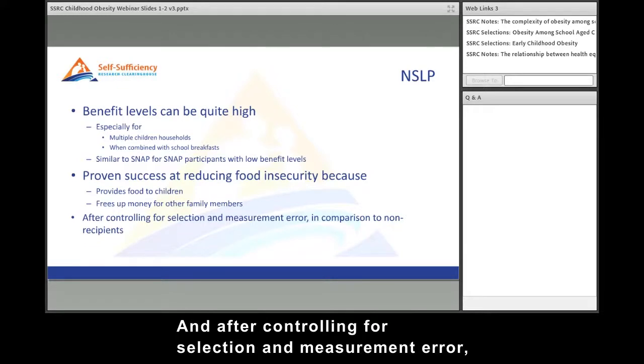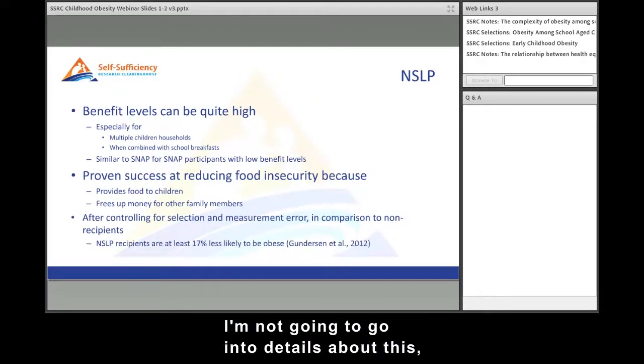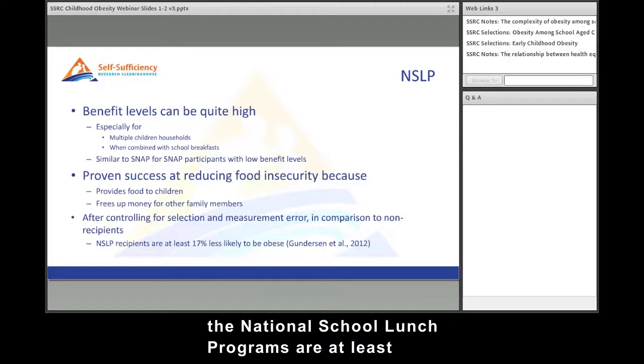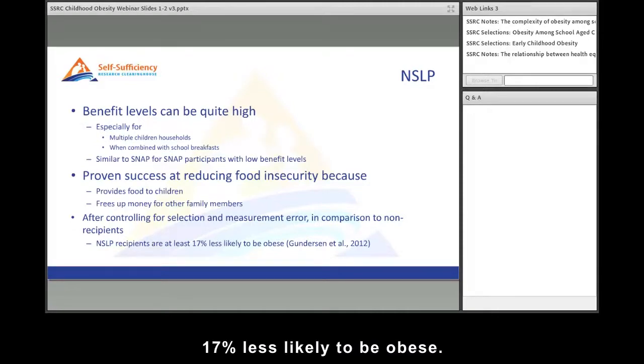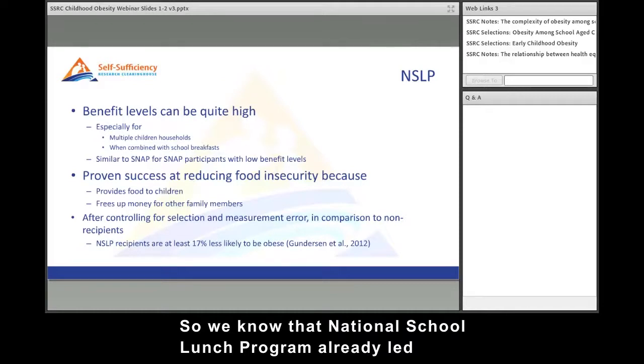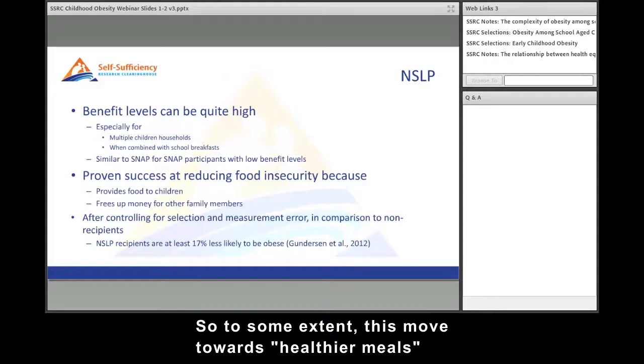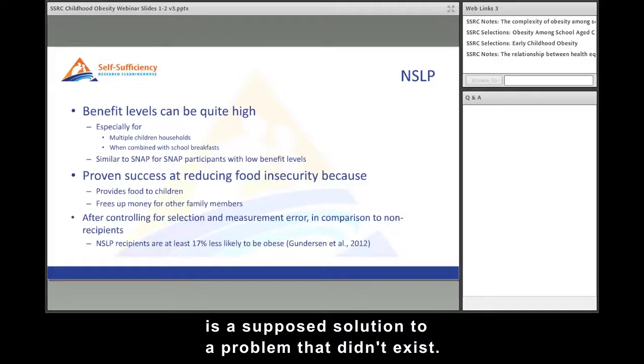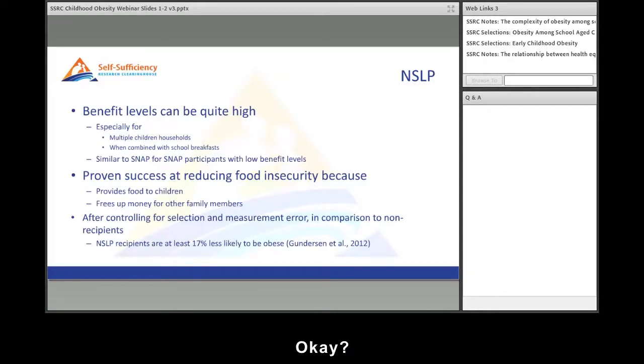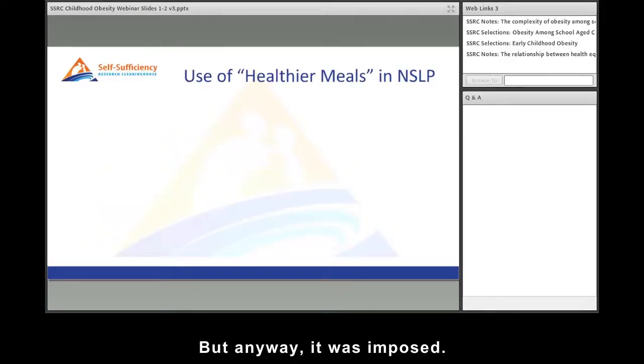And after controlling for selection and measurement error, I'm not going to go into details about this, children in the National School Lunch Program are at least 17% less likely to be obese. So we know that the National School Lunch Program already led to reductions in obesity even before these quote-unquote healthier meals. To some extent, this move towards quote-unquote healthier meals is a supposed solution to a problem that didn't exist. Anyway, it's not clear why it was done, but it was imposed.